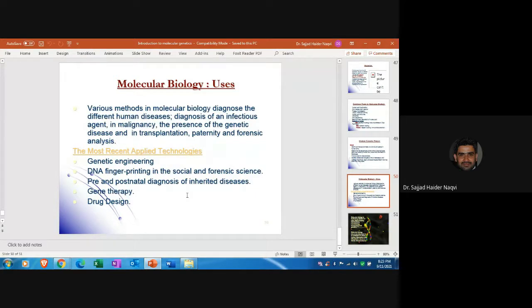Now, finally, uses of molecular biology. It's a very advanced discipline, and it has various uses. As I said, PCR is one of the diagnostic methods used for diagnosis of many diseases. Then there are the identification of malignancies, the cancers, the presence of genetic diseases, transplantation, forensic sciences, and there are many other uses like written here, like genetic engineering that has been used widely in plants, and now it's being used in animals as well. Then we have DNA fingerprinting, pre and postnatal diagnosis of diseases in kids, gene therapy, drug design, and all this kind of big terms. They are all the benefits of molecular biology.